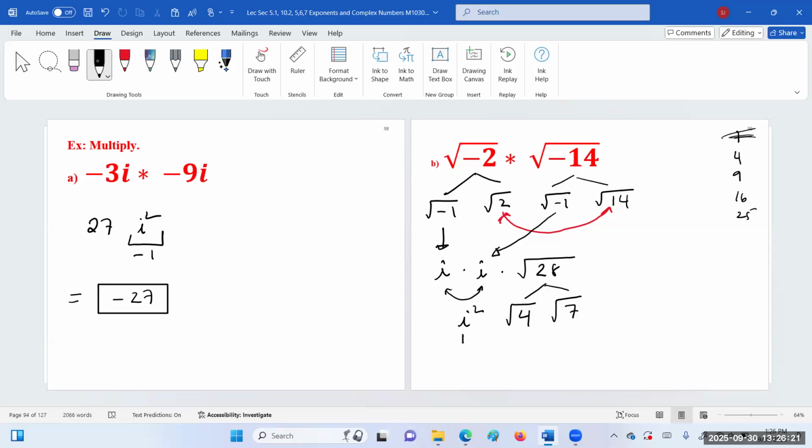Now what do we get from i squared? -1. What do we get from square root of 4? 2. And can you reduce square root of 7? So you keep it. So when you combine all of these, what's the final result? -2 square root of 7.